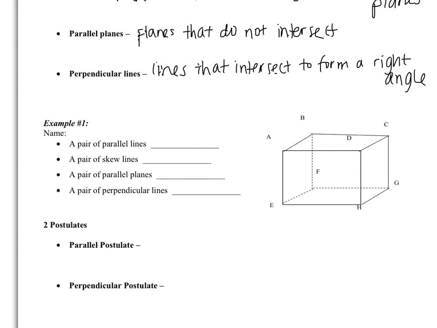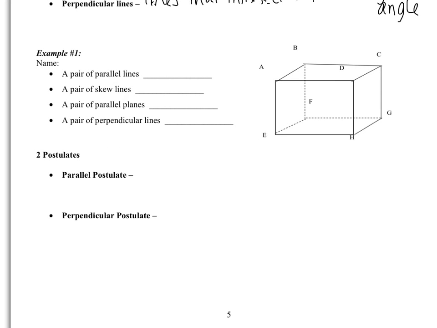So let's look down at example 1. It's asking you to give an example of all those words that I just defined. So example 1, a pair of parallel lines. Well, if you look at line AB, this line, it's going to be parallel to CD. They're in the same plane and they don't intersect. Okay, AB would also be parallel to EF and to GH.